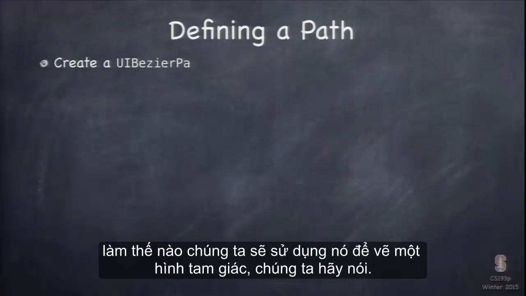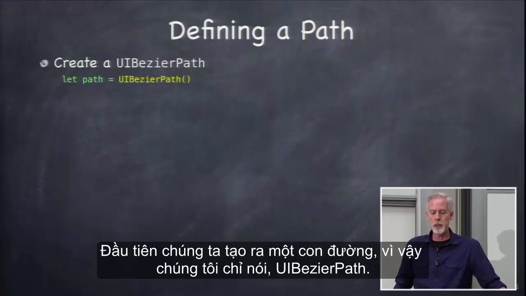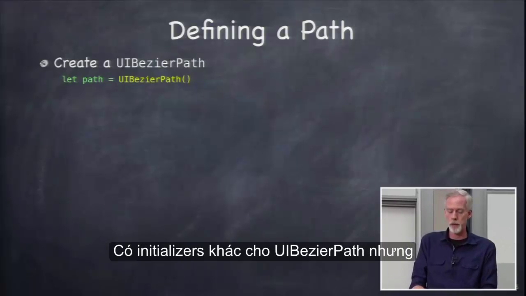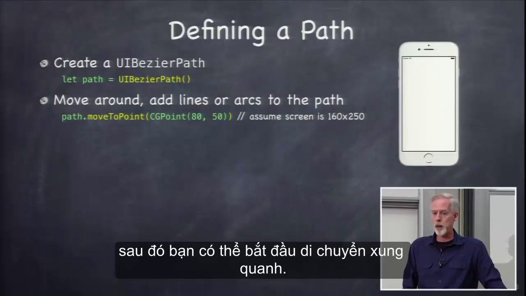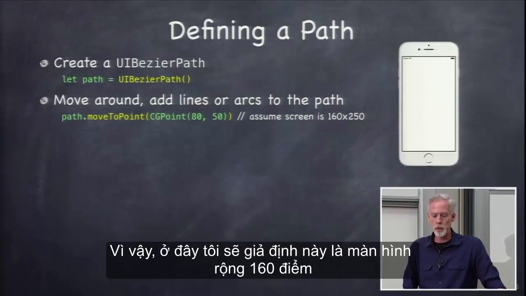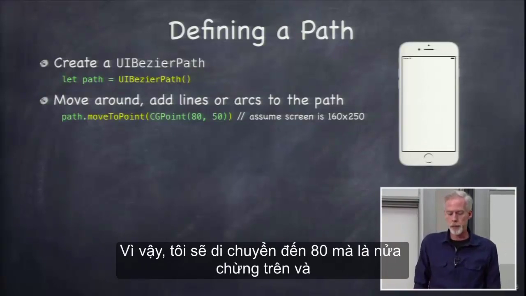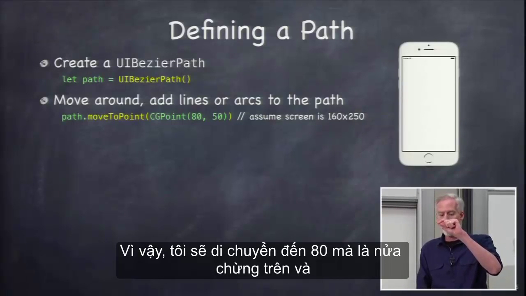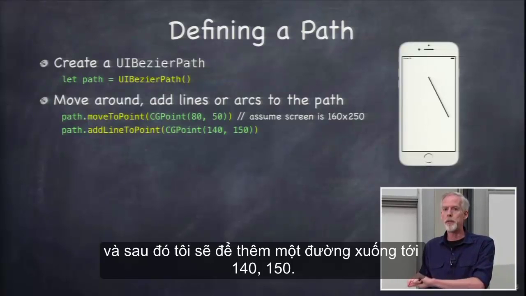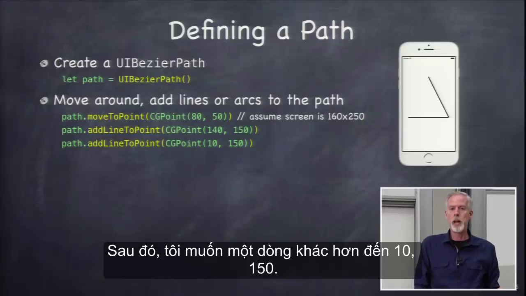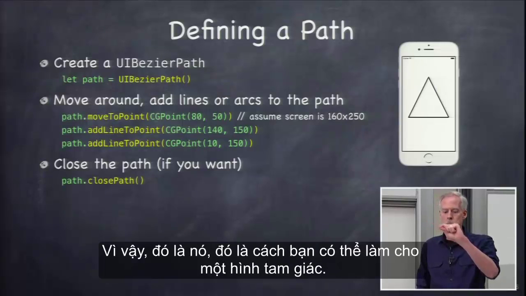So let's take a look at UI Bezier path and how we would use it to draw a triangle. First we create the path, so we just say UIBezierPath. There are other initializers, but you can also just create an empty path, and then you can start moving around. Here I'm going to assume this screen is 160 points wide by 250 tall, and I'm going to draw this triangle here. I'm going to move to 80, which is halfway across, and 50, which is a little bit down. Then I'm going to add a line down to 140, 150. Then add another line over to 10, 150. Then I'm going to close this path. That's how you can make a triangle.